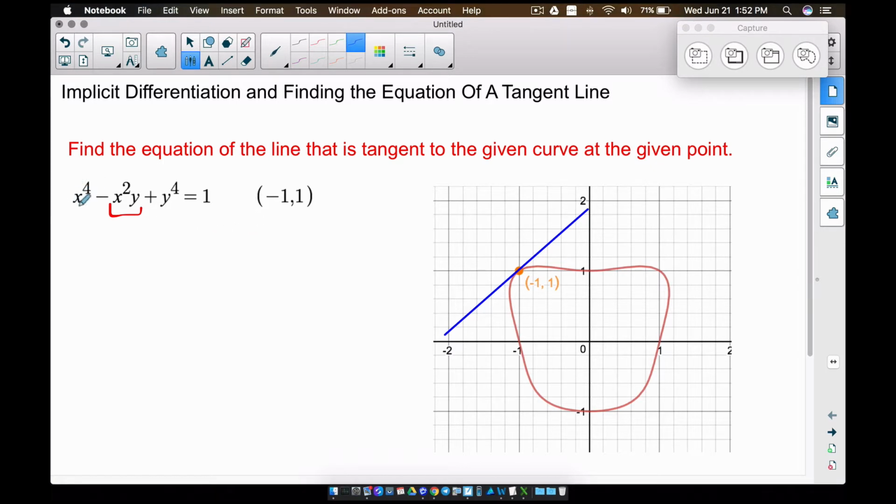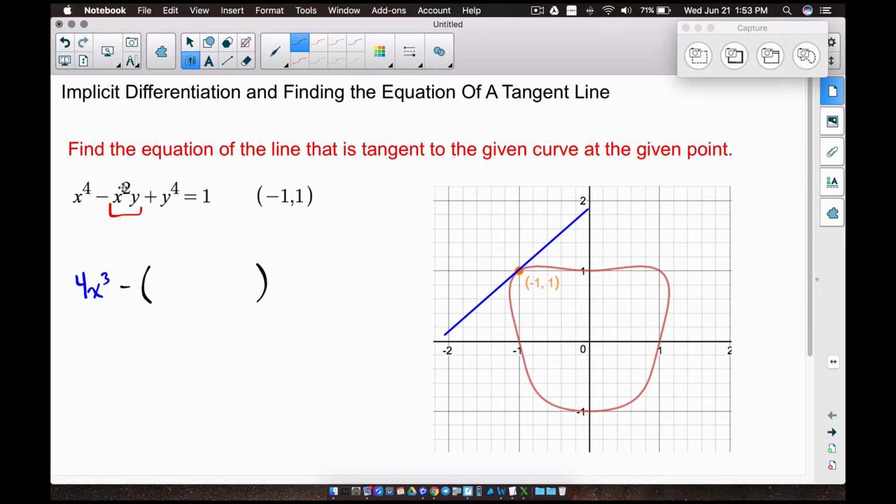So the derivative of x to the fourth with respect to x is 4x to the third. And then, like I said, we have to be careful with this part right here. So I'm going to go ahead and bring down this minus, and then I'm going to focus my attention on, we have a product here. We have x squared times y. So we have to apply the product rule.